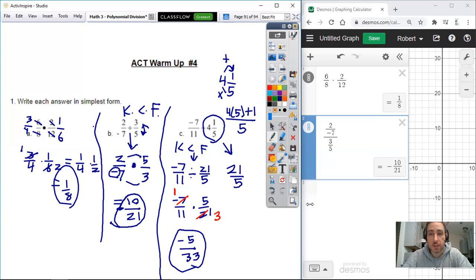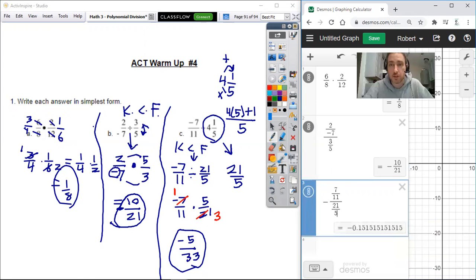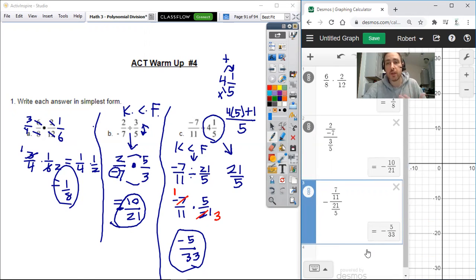Now, I don't think Desmos allows you to type in improper fractions, so you would have to first do -7/11, and then you would have to divide it by that 21/5. So you would have to convert that into a fraction first. So -7/11 divided by 21/5, convert it, -5/33.